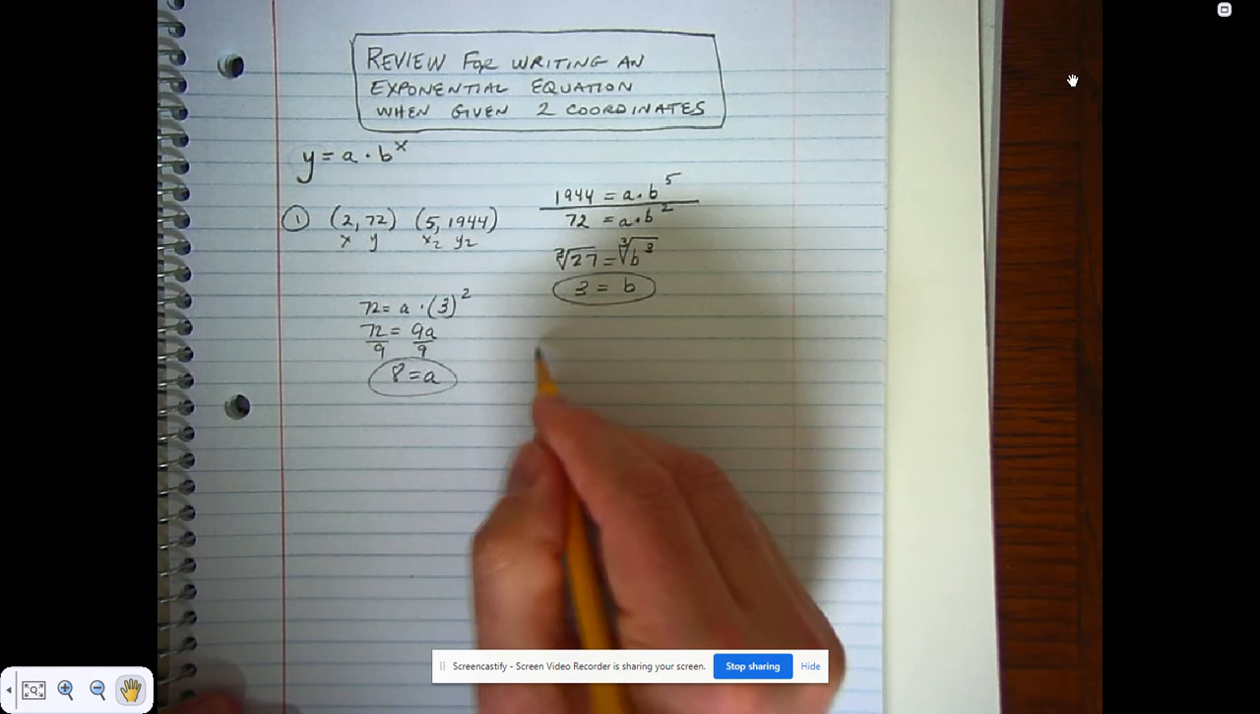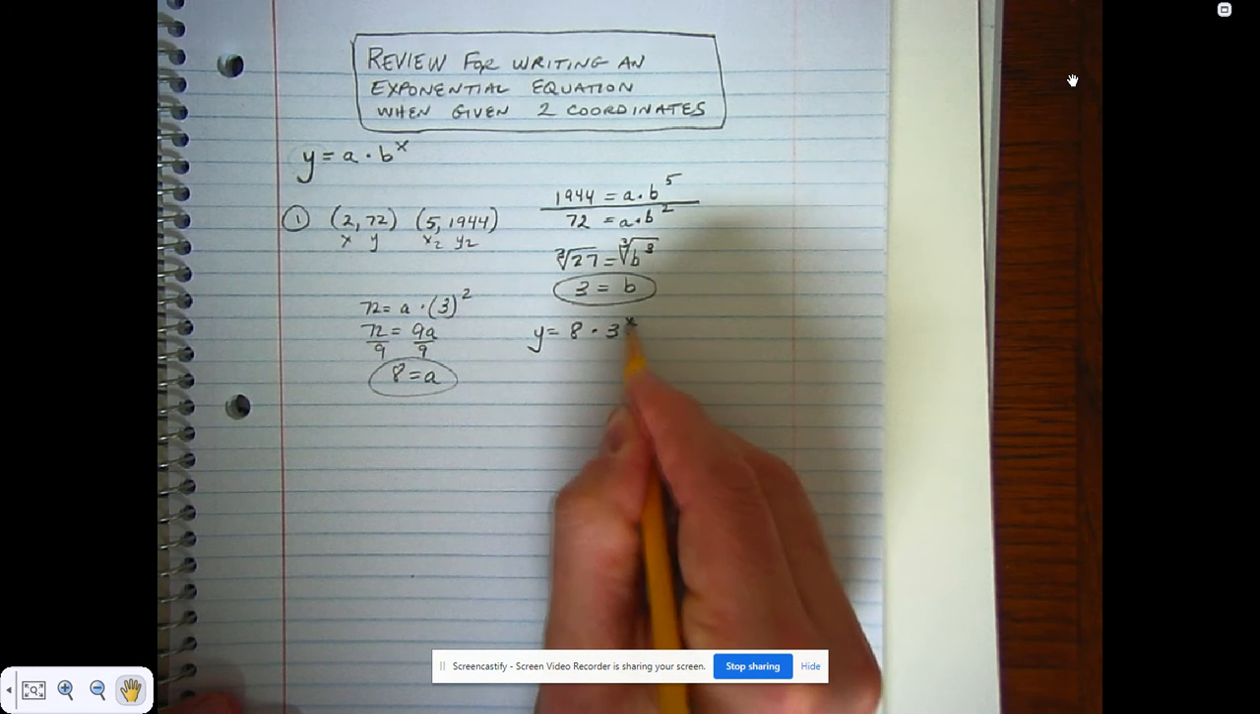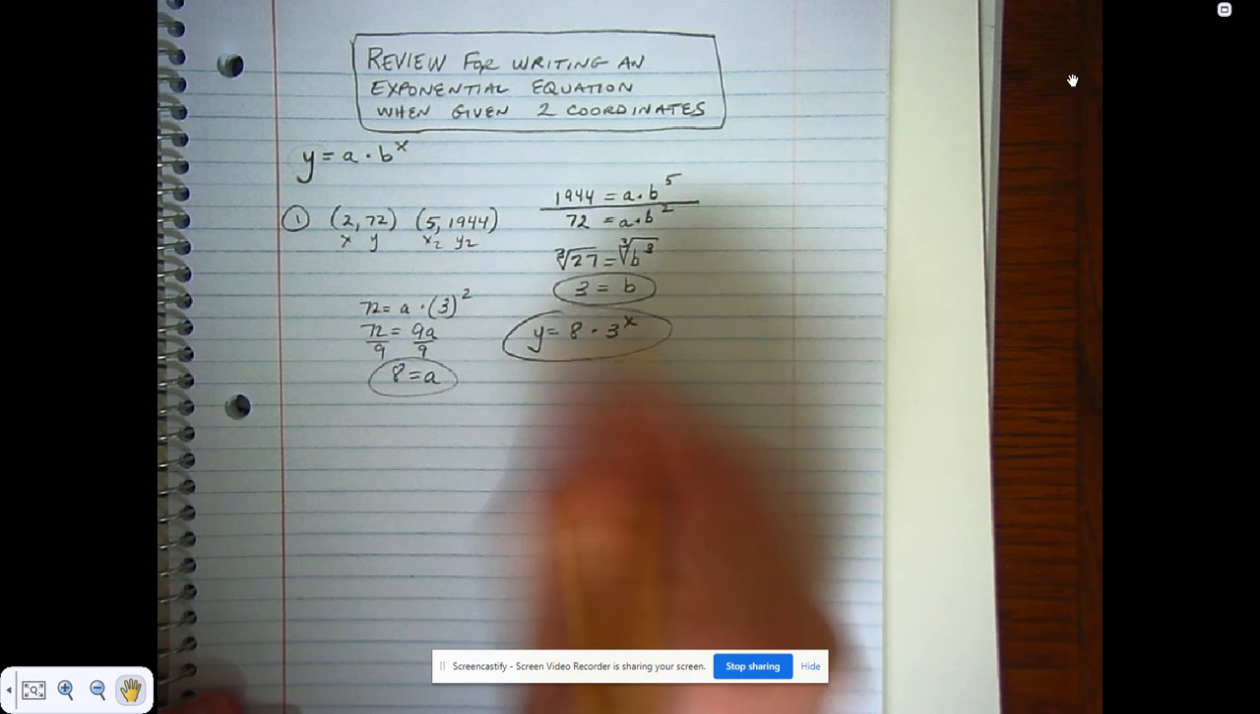So then my equation for these two ordered pairs would be y equals a, which is 8, times b to the x power. And that's how you would write an equation given two coordinate points.